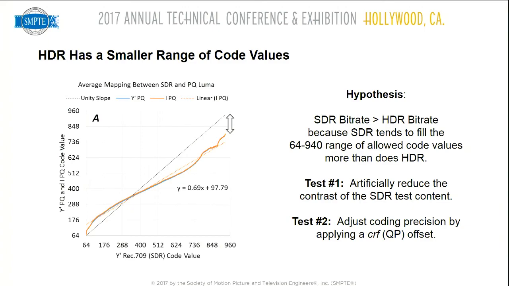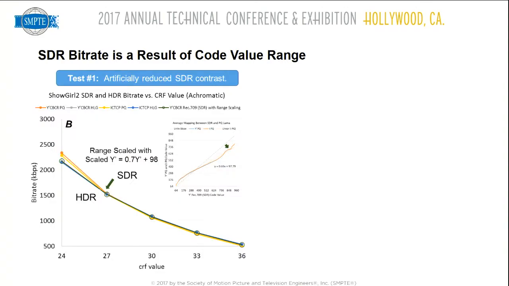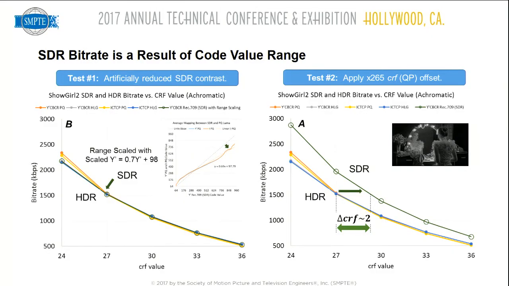By lowering the contrast, basically what I did is a linear regression fit on the Y and I content, and then multiplied all the values in SDR by that, and then recompressed it. And I find that, yes, that's an indication that the hypothesis is correct. That's the range of values which is most important there. Doing this, you can also see that if you slide that SDR curve over by a CRF value of 2, you overlay, in fact, the HDR content.